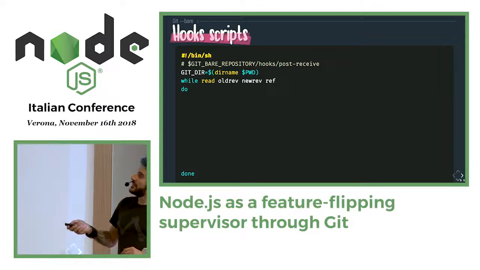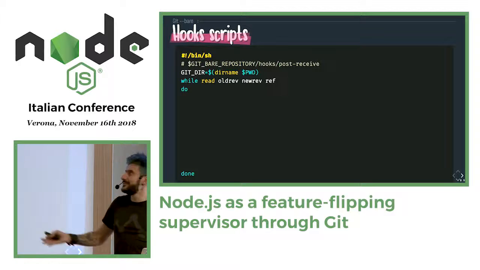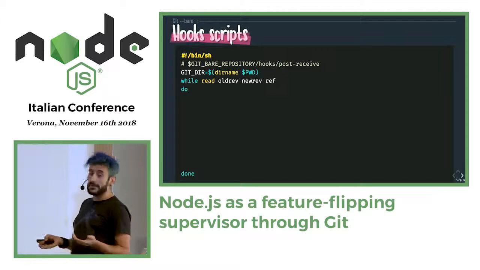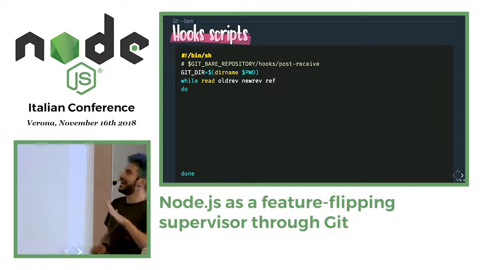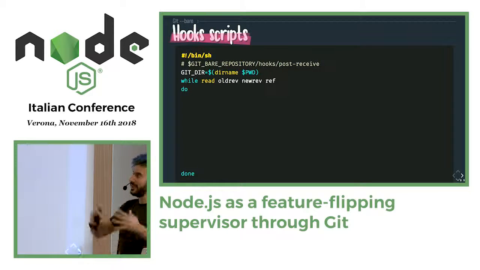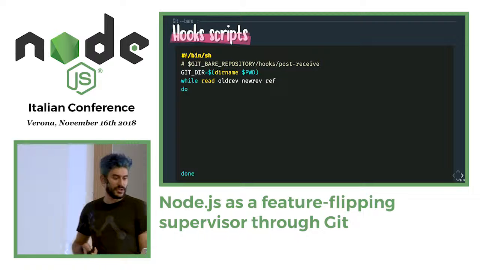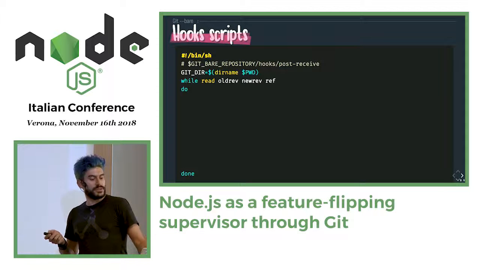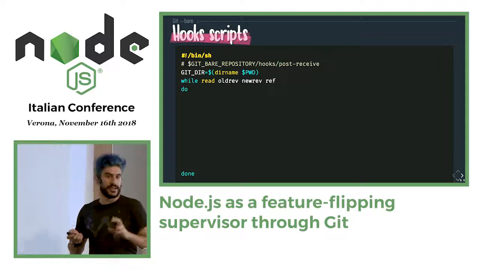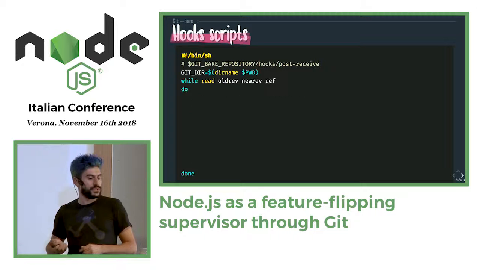So first thing, this is a bash script. Nobody's perfect, but it works well. First thing is to define the git directory, so the directory where the sources are held by git. And there is a simple while loop that is called and reads the old revision, the new revision, and the reference. The reference is a branch name when you push some code.